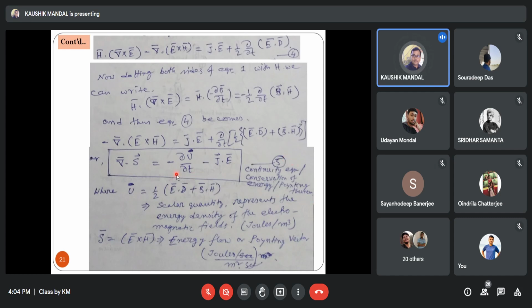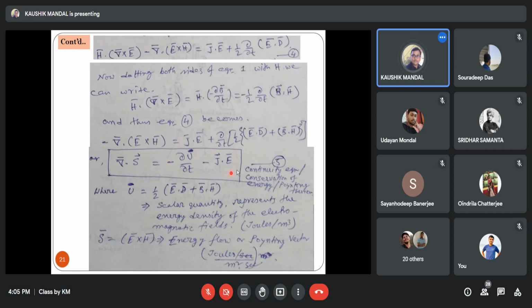Why it is called conservation of energy, that will be clear. You see divergence of S. S is representing the energy flow or the Poynting vector. So what will be the unit of energy flow or Poynting vector? That will be joules per meter square per second. So the left hand side is representing the total energy flow. And what about this total energy flow? That is the rate of decrease of stored electric and magnetic energy.